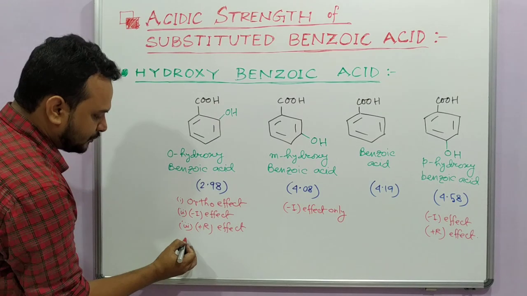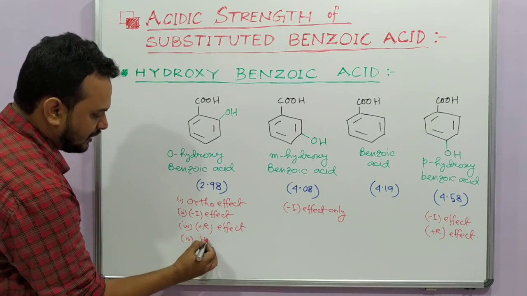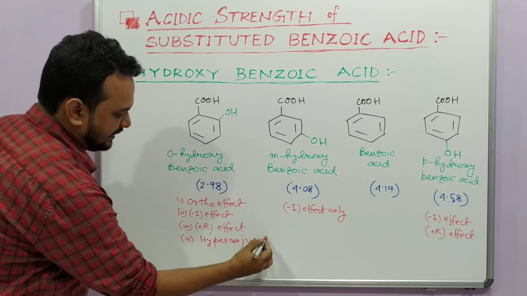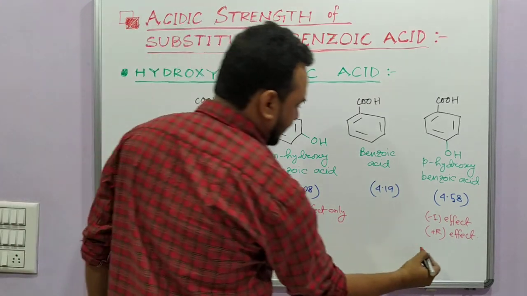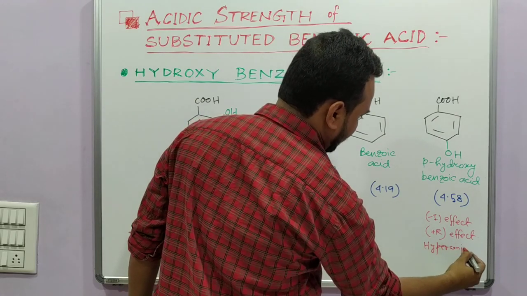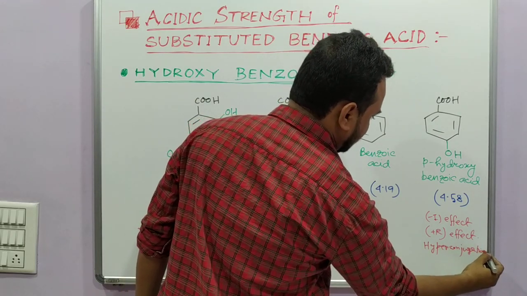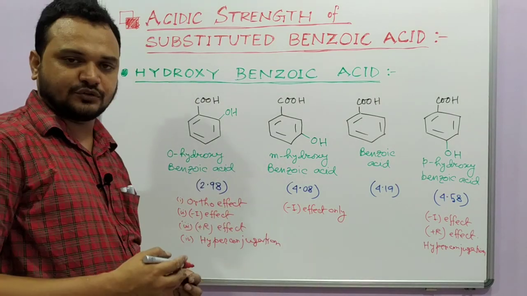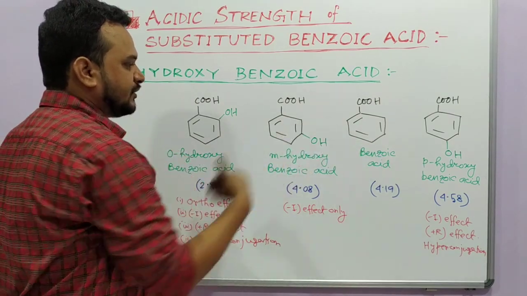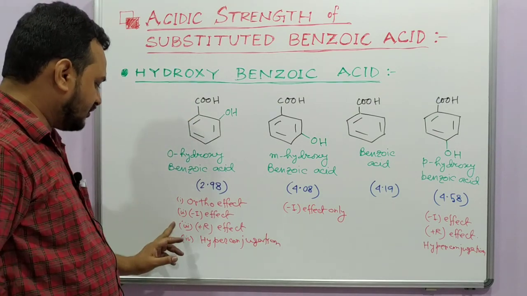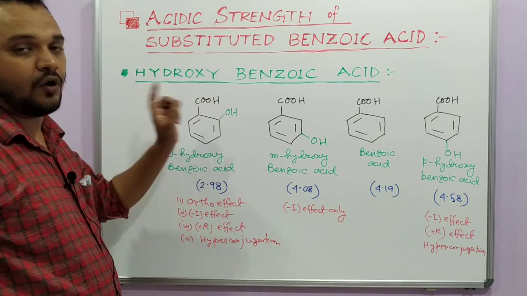So at ortho position also it can show hyperconjugation, and at para position also it can show hyperconjugation, and this hyperconjugation is also a donating effect that weakens the acid. But these two donating effects are absent in meta, it is only electron withdrawing here, so it becomes more acidic than normal benzoic acid. And ortho becomes the most acidic in spite of having two donating effects because of ortho effect.